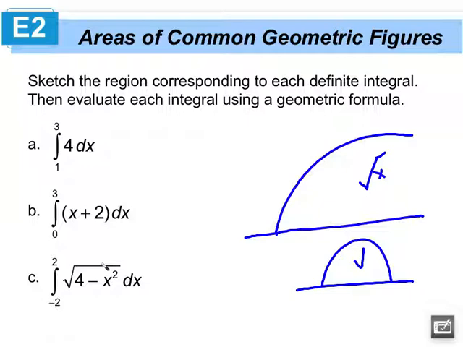What is this equal to then? One half of the area of a circle. What's the radius? 2. So the area is 4 pi.